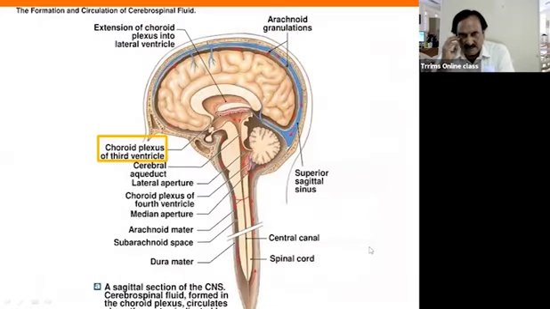So this is a better picture, and this is the brain, and then this is the corpus callosum here, and then these are the lateral ventricles. These are the lateral ventricles, and this is the third ventricle, and then this is the fourth ventricle, and then this continues down the spinal canal.